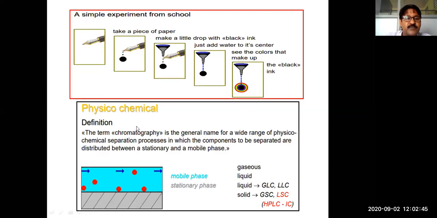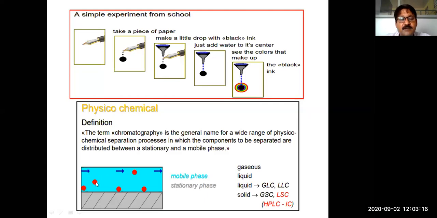So what is a simple way to understand chromatography? It is a physico-chemical definition. The term chromatography is generally a name for a wide range of physico-chemical separation processes in which the components to be separated are distributed between the stationary and mobile phase. One is stationary and one is mobile. The mobile one moves over the stationary. Those with more affinity towards the stationary phase stay, and those with more affinity towards the mobile phase will be carried.